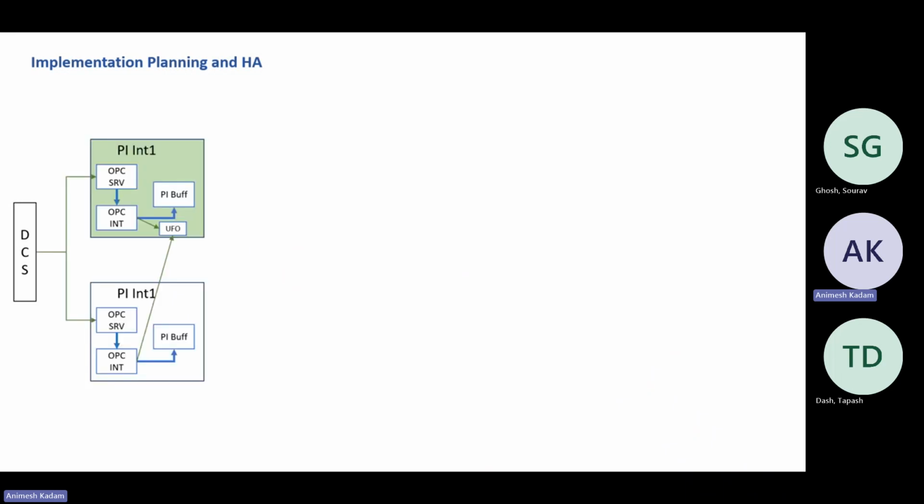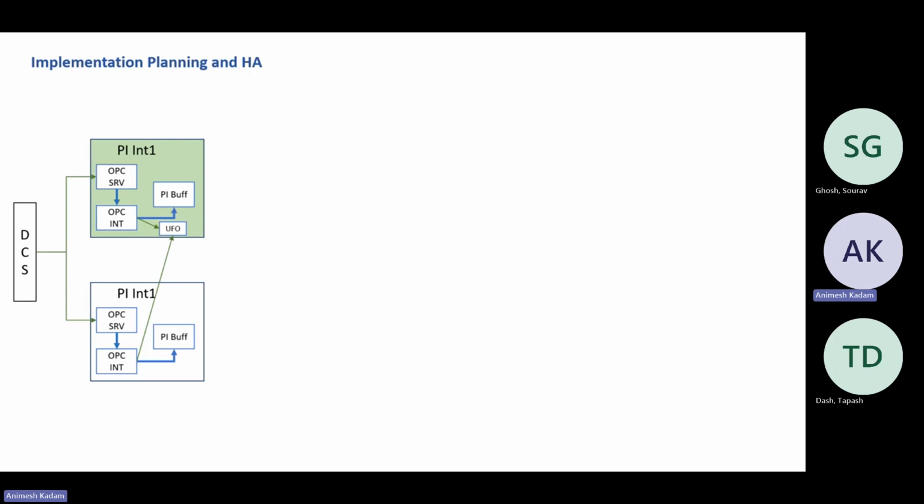Okay, so here you have one DCS system, suppose, and then what we do, we configure the interface redundancy. We call it interface failover. So what we exactly do, we configure failover at two different levels in the interface itself. One we call interface level failover, and second we call OPC server level failover.